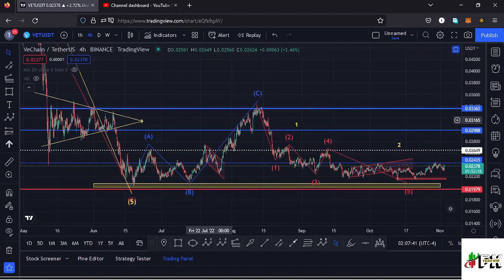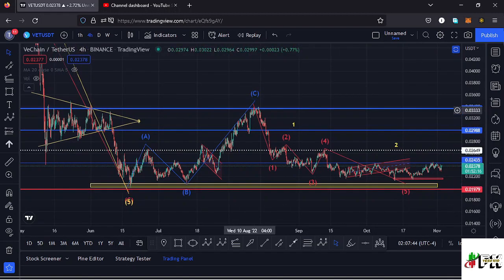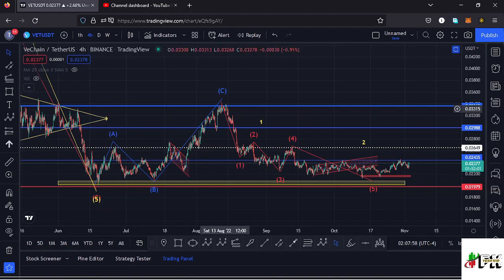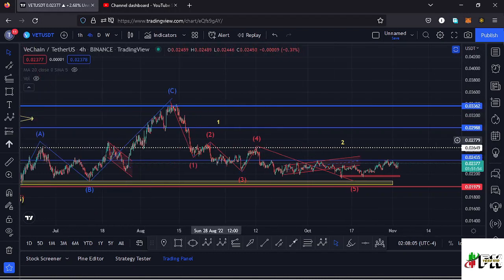After seeing the formation of this ABC corrective movement making a peak at around the $0.03377 mark, whatever I expected next on the other side is the formation of a 5-wave structure to the lower side, and I believe we are seeing such a structure right here, having this as the wave 1, wave 2, wave 3, wave 4, and then a wave 5, making its low at around the $0.02149 mark.